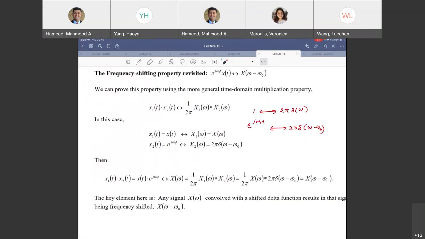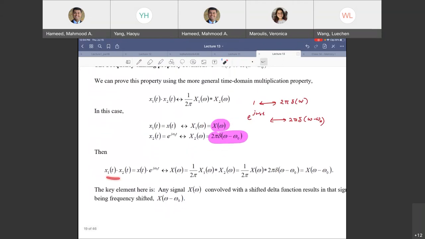So if I use that, multiplication of these two signals is the same as convolving these two signals, X of omega with this, right? So tell me, how does that look? If you convolve X of omega with 2 pi delta of omega minus omega naught, isn't that just frequency shifting X of omega, right?